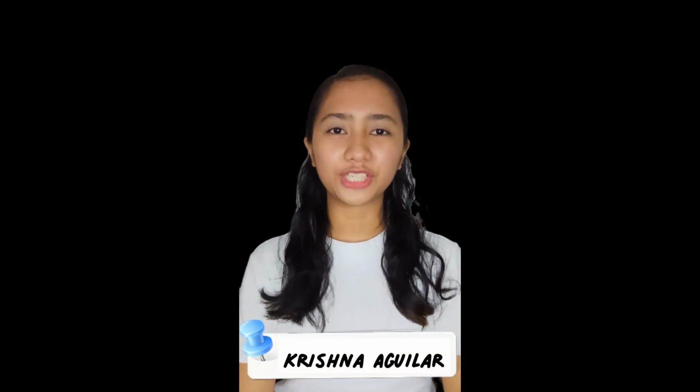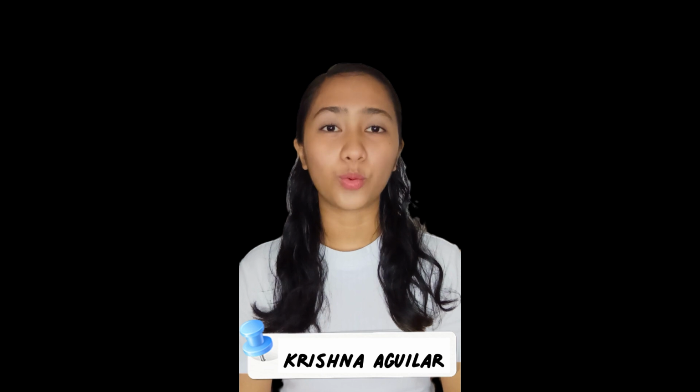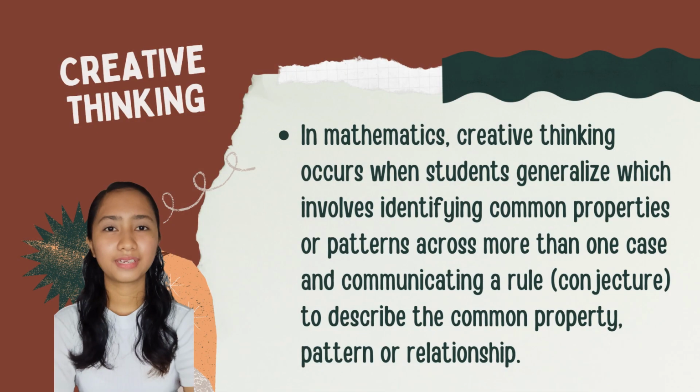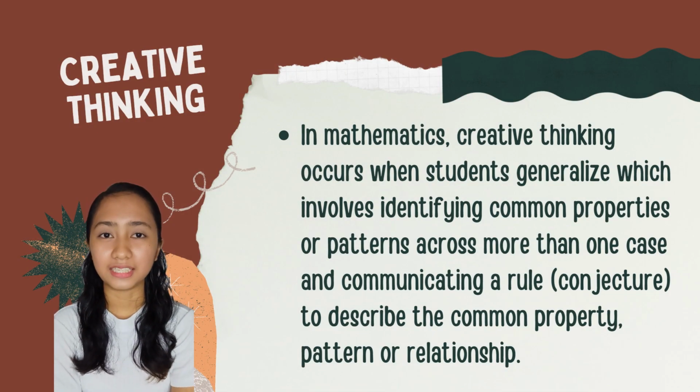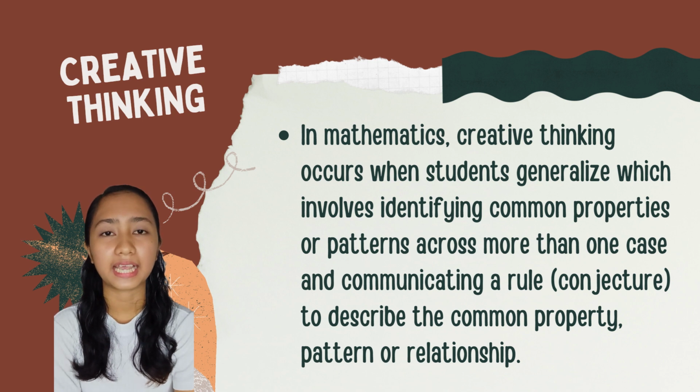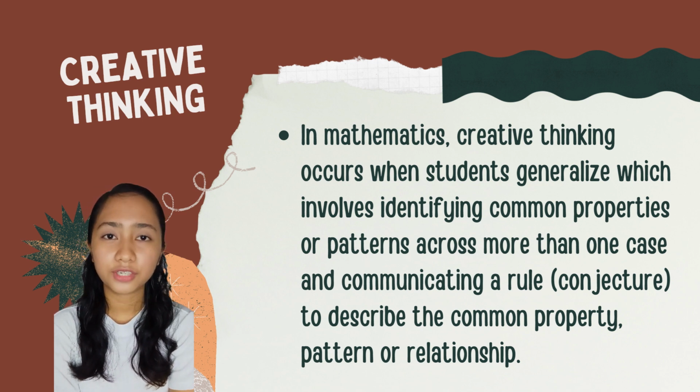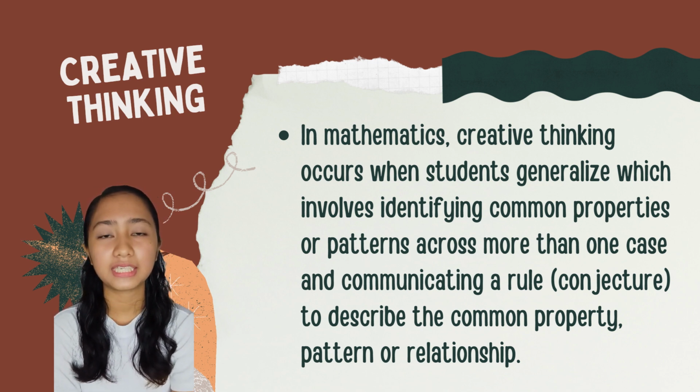Hello everyone, I am Krishna Aguilar, and now that we already know what creative thinking is, I'm gonna discuss to you creative thinking in terms of mathematics. So students' creative thinking skills already occur when they generalize ideas through identifying common properties or pattern in a particular example. Then after they have already identified their similarities and differences, students now communicate a rule to describe its commonalities, be it about their property, pattern, or relationship.